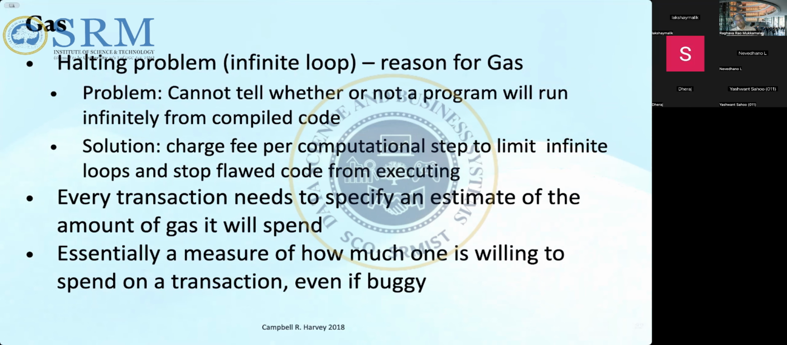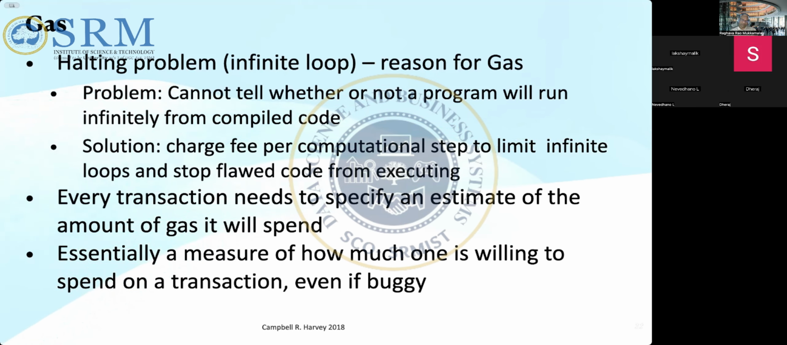in the code. Again, remember the transaction could be in compiled form, so it can be a really challenging problem. You cannot tell from the compiled code whether or not a program will run infinitely. So that is the biggest challenge, right? If you have a smart contract, you compile it, and then you will only have the compiled code and things like that, right? So the solution it adopted is that it charges per computational step to limit the infinite loops.